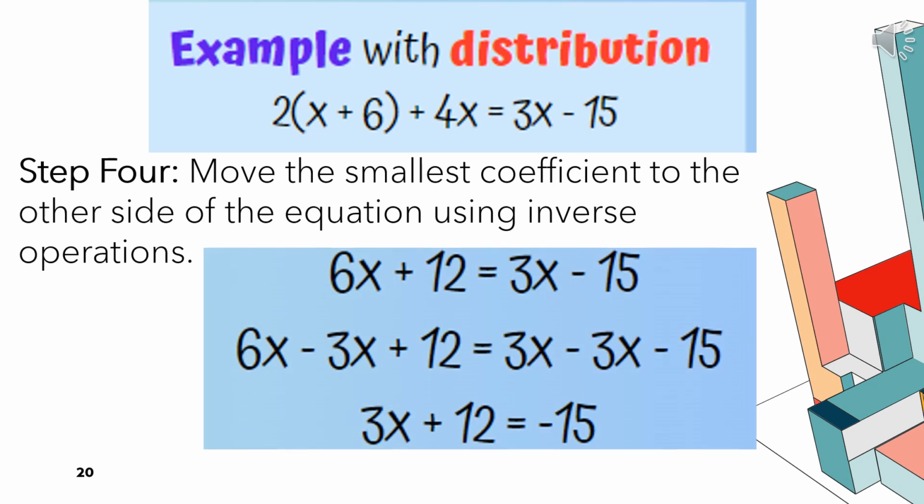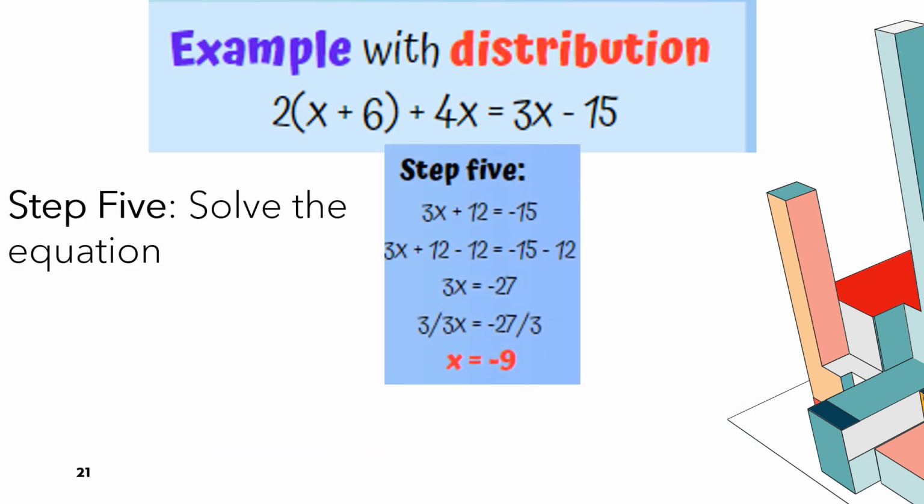We started with the original problem, and then subtracted 3x from both sides. This is the middle row. Now, look what happened. We've transformed a tricky equation into a familiar two-step equation. In step 5, we will solve it just like we did in the last lesson.